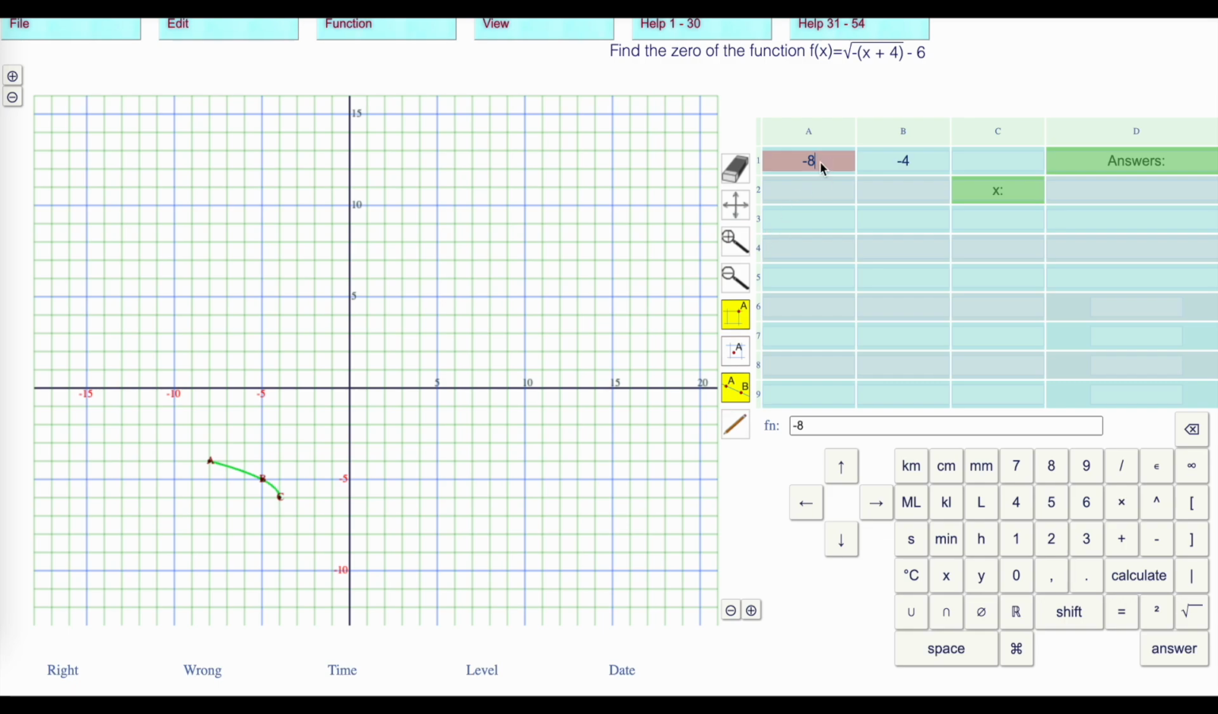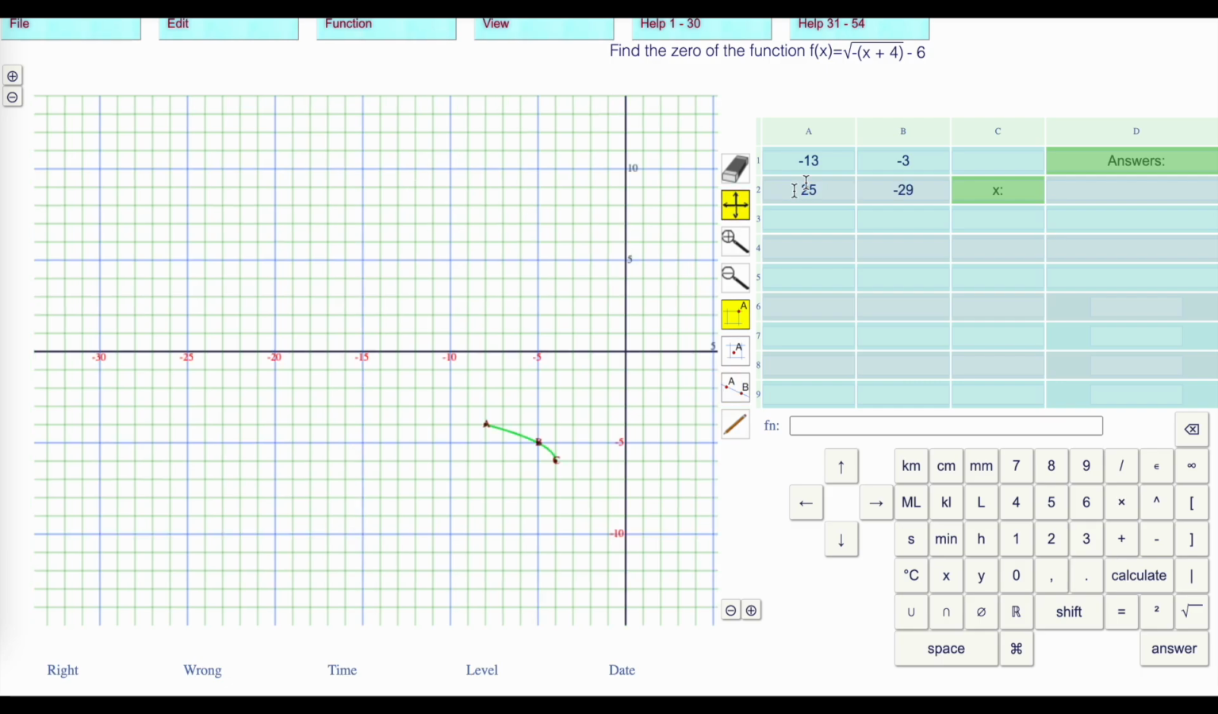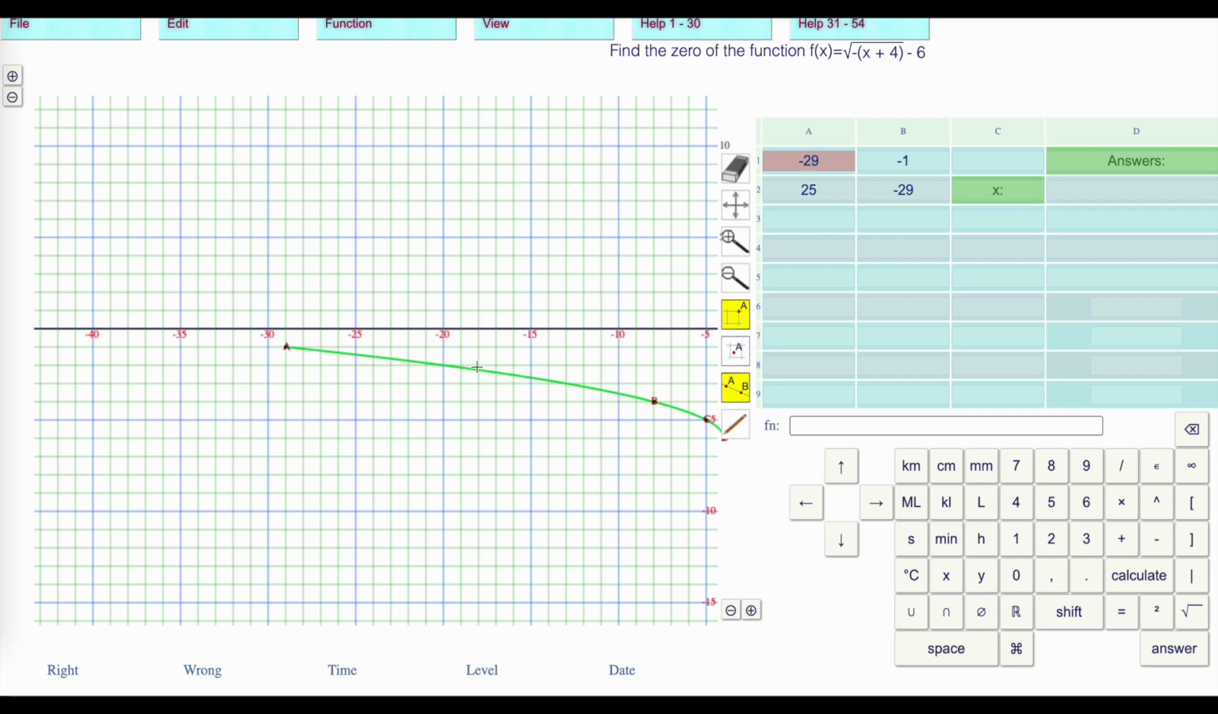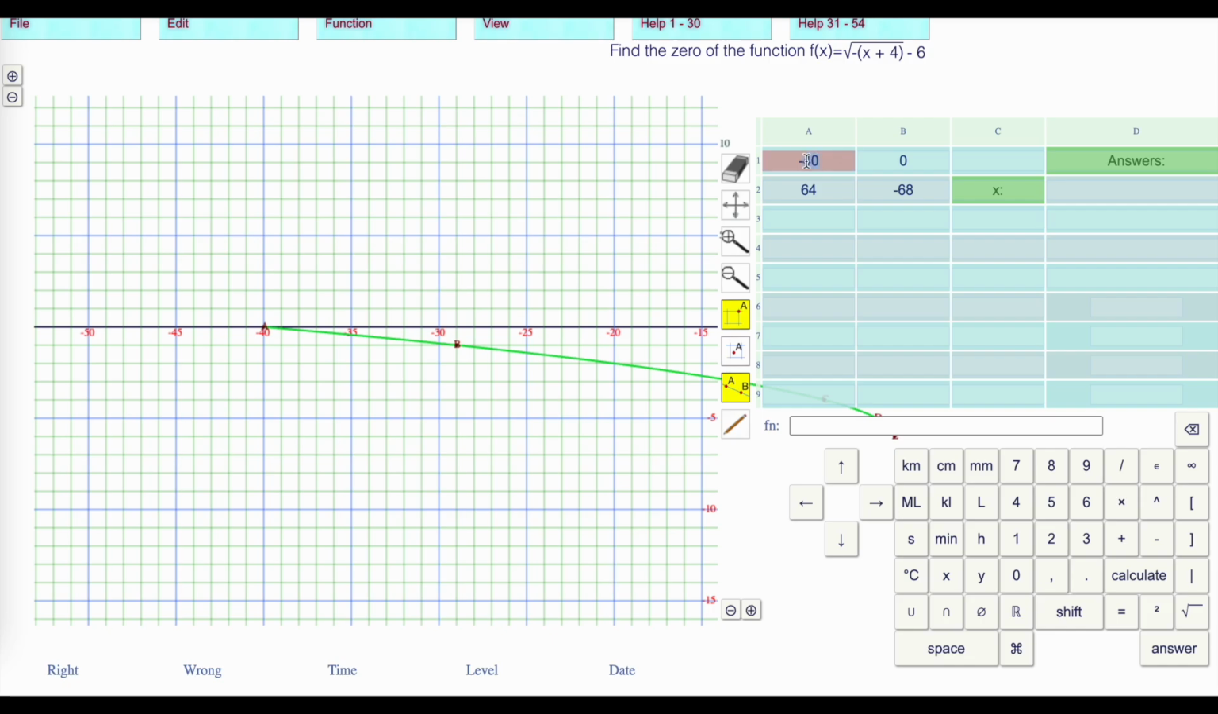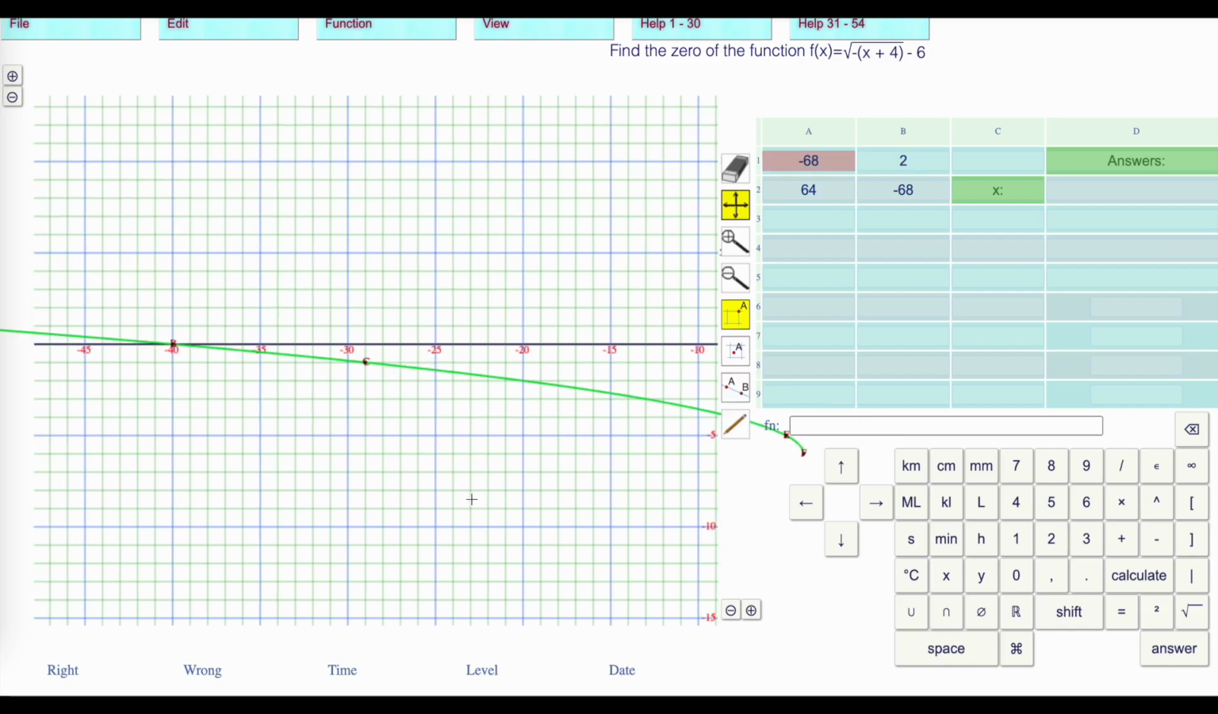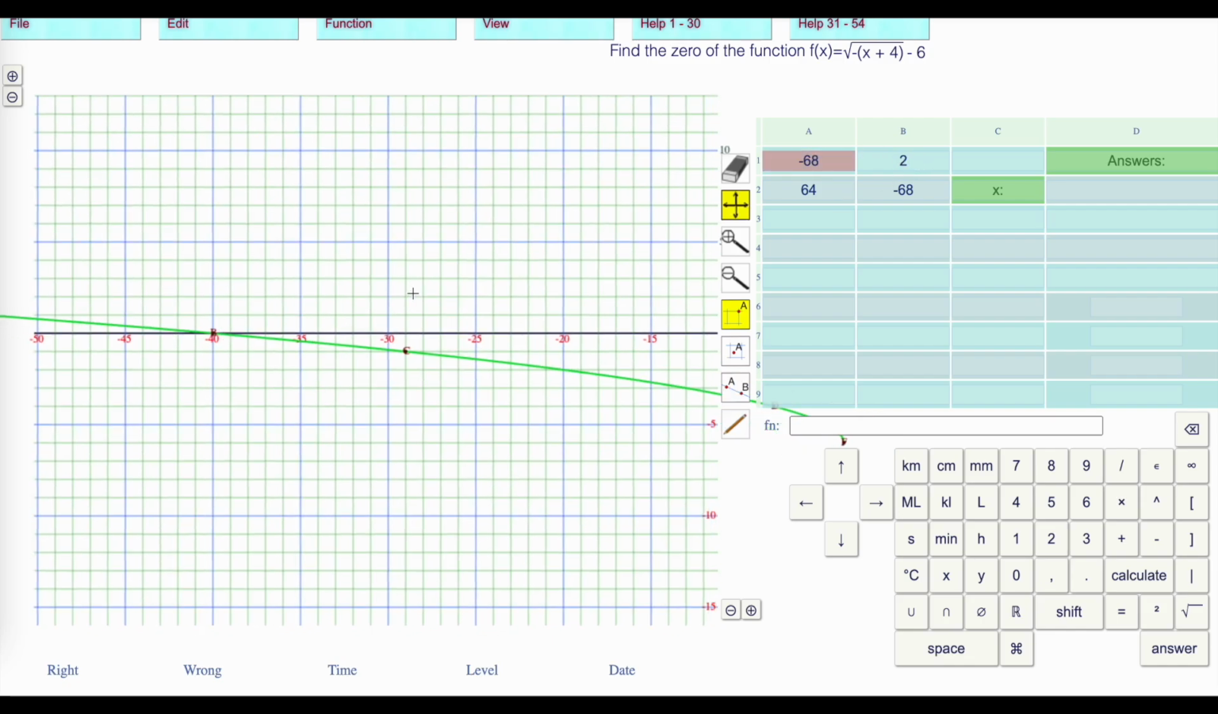Here, let us try 9 more than negative 4, which is negative 13, is negative 3. X squared is 25. That's going to give me negative 29. Put a negative 29 here. I get negative 1. Let's graph that. Let's go 36 more. That's negative 40. At negative 40, we get 0. Coincidentally, we're actually finding the 0. At negative 68, we're getting 2. The square root function looks like that, and it's crossing at negative 40.